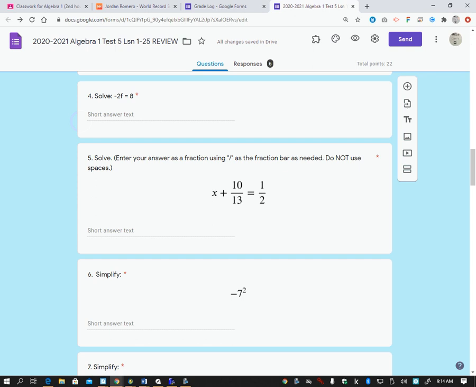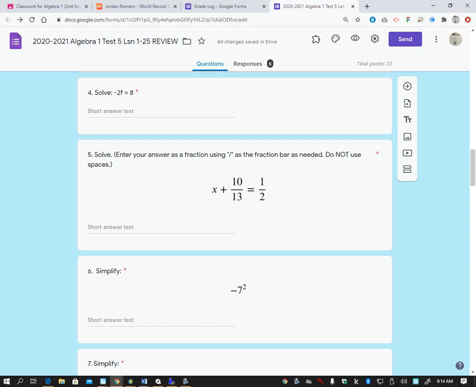Okay, solve. Negative 2f equals 8. So we want an answer that's going to say f equals. So we got negative 2f equals 8. One step, right? Let's see, Maria, what do you do? Divide by negative 2 because we want to isolate f. Okay, what is 8 divided by negative 2? Negative 4. Very good.